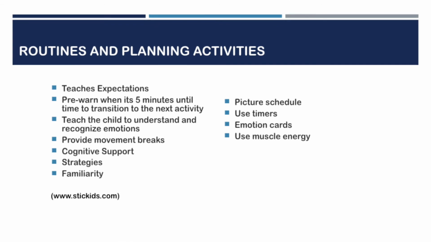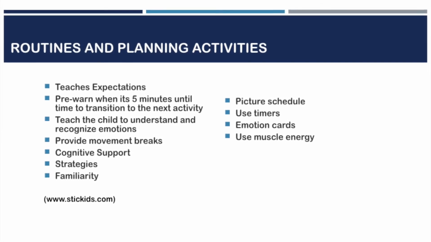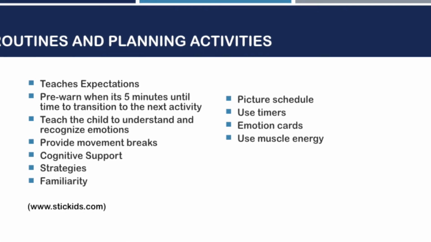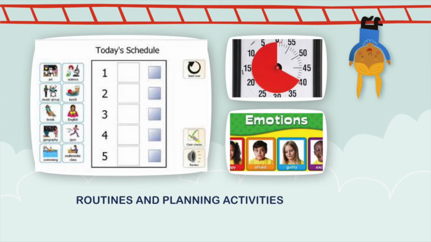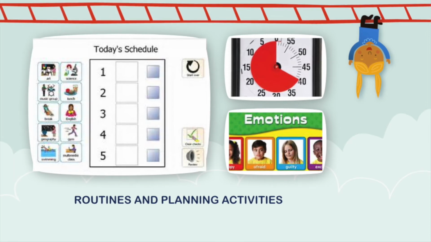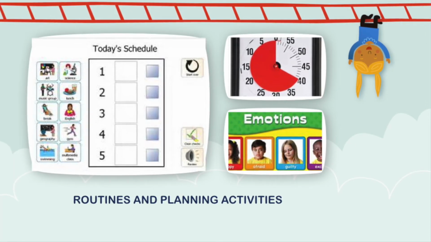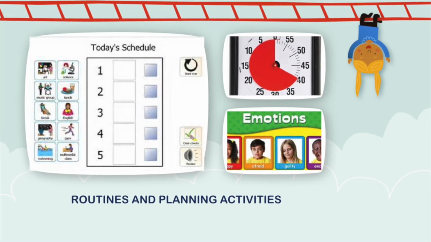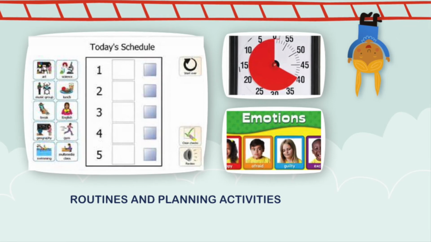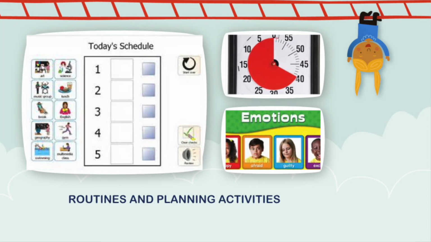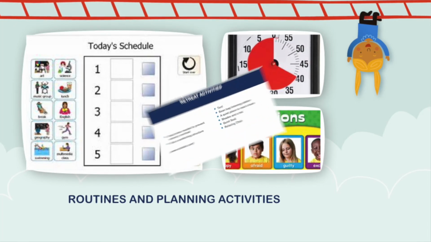Themes and planning activities is another category from stickkids.com. It teaches expectations, pre-warn when it's 5 minutes until the next transition, teach the child to understand and recognize emotions, provide movement breaks, cognitive support, strategies, and familiarity. Teachers may want to use picture schedules, visual timers, emotion cards, as well as teach them to use muscle energy to help burn some of the anxious feelings that the student may have.